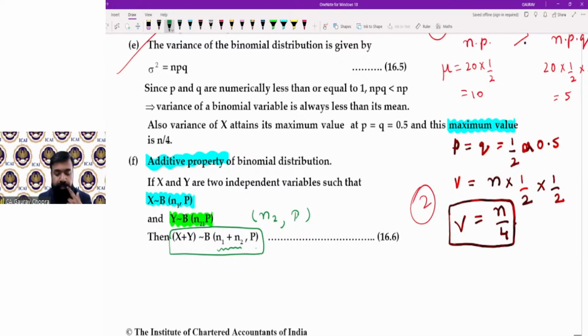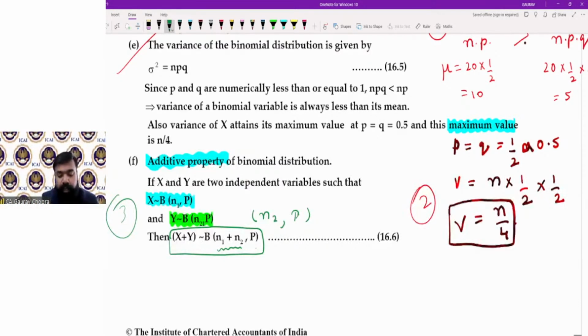That's great. So simply you have to remember this third property. If x follows binomial distribution, y follows binomial distribution, then their sum will also follow the binomial distribution. And what will be the new parameter? It will be n1 plus n2, p.